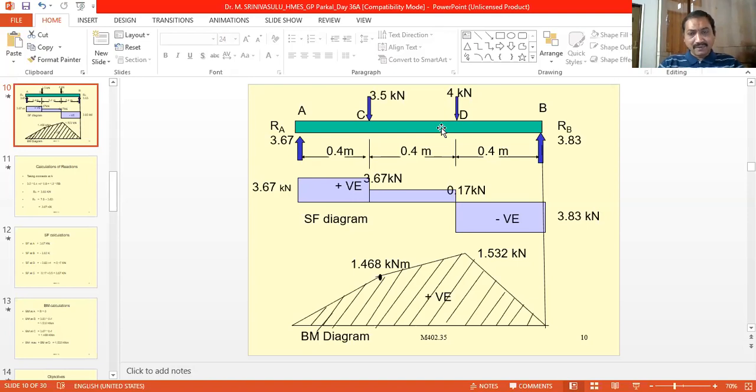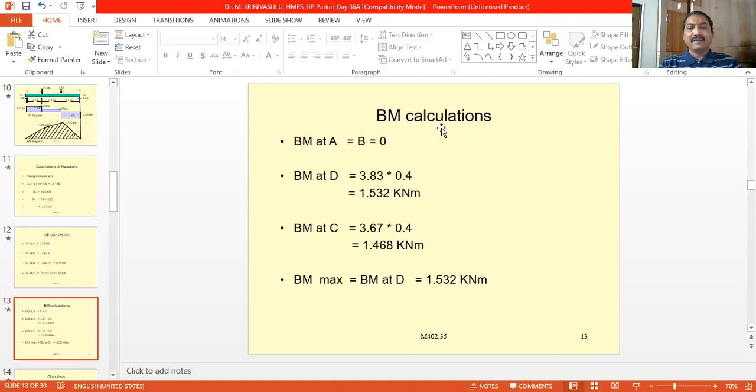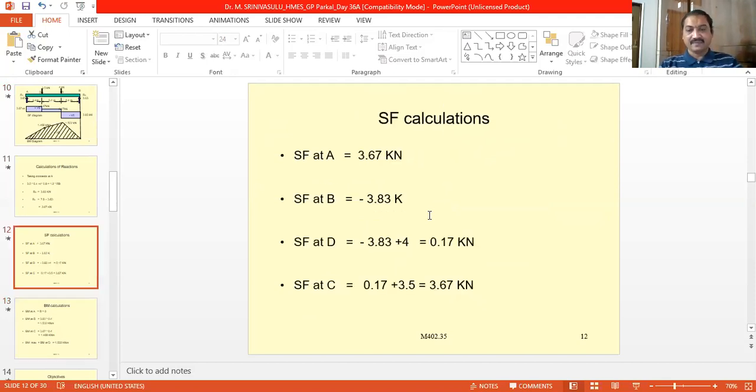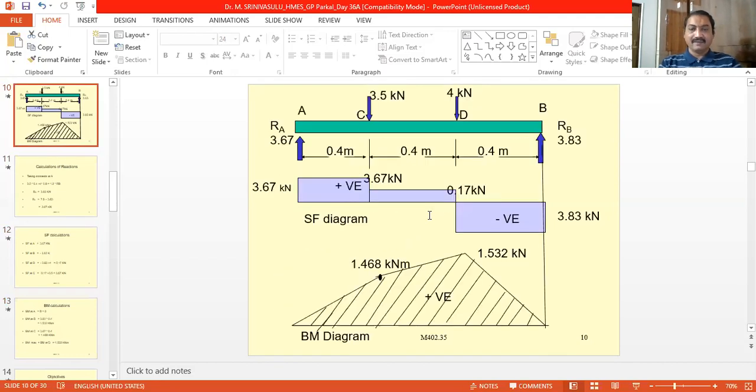So minus 4 into 0.4. So the value will be equal to 1.468 kN meters. This is positive and this is negative, so ultimately we'll get that value, that is 1.468 kN meters.